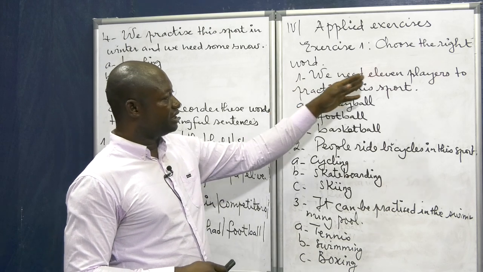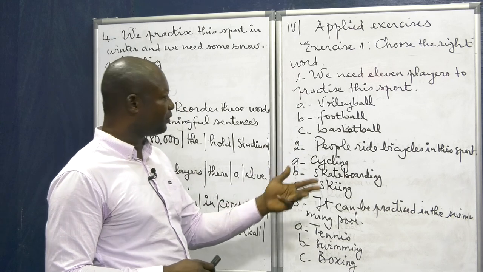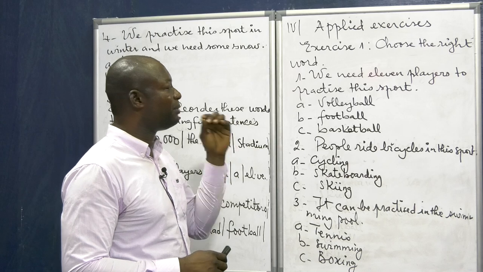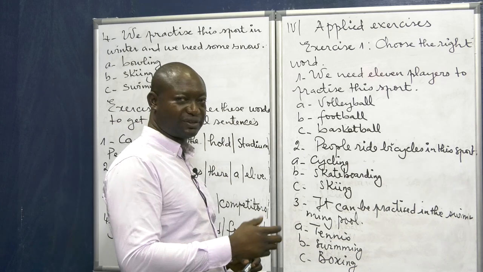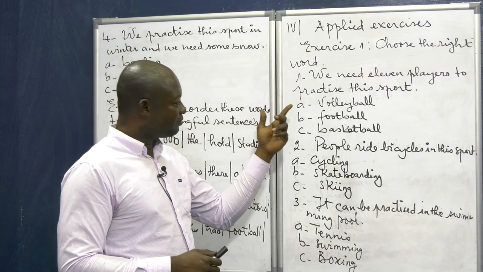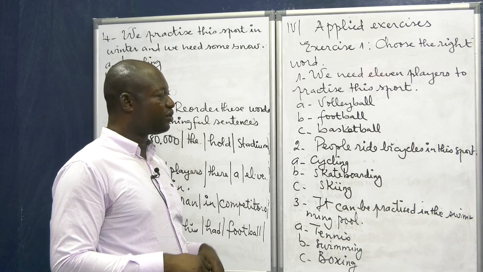One, we need 11 players. 11. 1, 2, 3, 4, 5, 6, 7, 8, 9, 10, 11 players to practice this sport. Which one? Volleyball, football, or baseball?